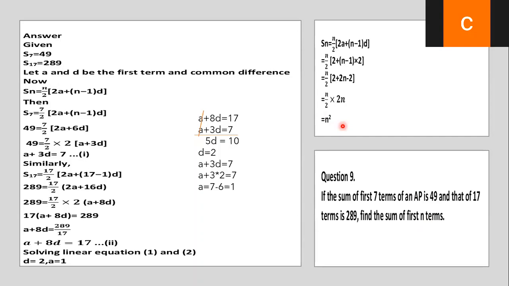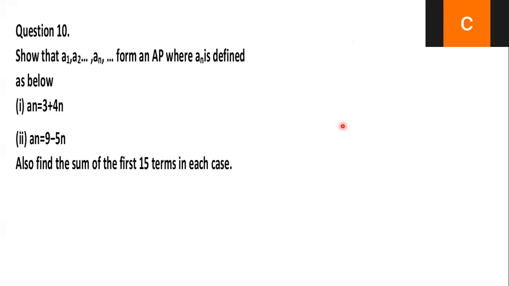Shall we move to the next question, children? 10th one. Show that A1, A2, ..., AN form an AP, where AN is defined as below: AN is equal to 3 plus 4n, and AN is equal to 9 minus 5n. Also find the sum of the first 15 terms in each case. Each case we need to find out.